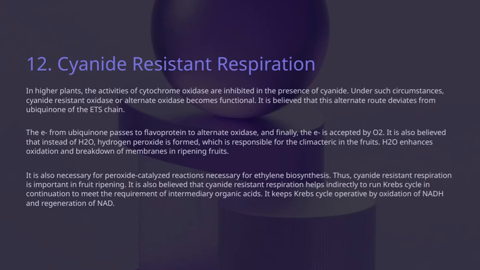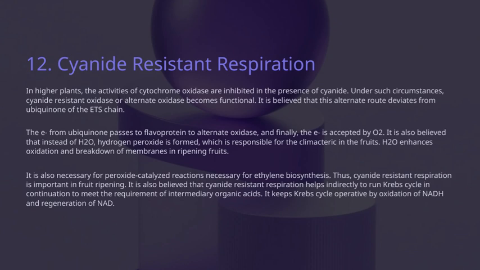Let's discuss the role of cyanide-resistant respiration in plant processes. It's interesting to note that this pathway is essential for peroxide-catalyzed reactions involved in ethylene biosynthesis, which plays a key role in fruit ripening. This means that cyanide-resistant respiration is not just a backup pathway, but actively contributes to the ripening process. Furthermore, it's believed that this alternative respiration helps keep the Krebs cycle running smoothly. It does so indirectly by supporting the oxidation of NADH and the regeneration of NAD, which are crucial for energy production and metabolic continuity during ripening.